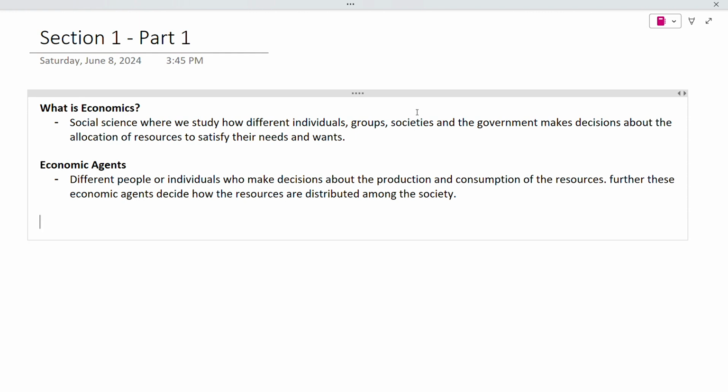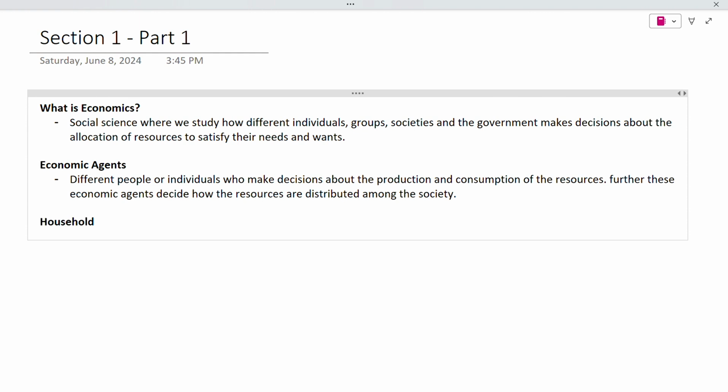They basically make decisions about how consumption happens among the society, what is produced in the society, and who gets what when it is produced, right? So how do the goods and services that are produced in a society get distributed among the society? These economic agents decide that. When we talk about economics, we have four primary economic agents that we need to understand.